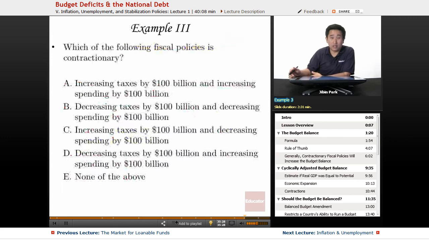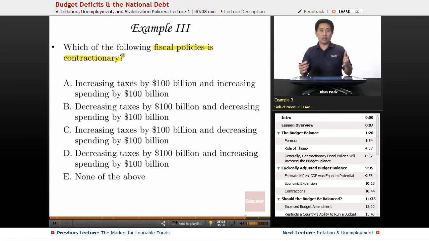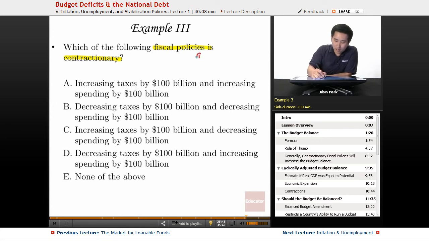Okay, let's go ahead and look at example number 3 right here. Which of the following fiscal policies is contractionary? So again, what is contractionary? It means that you want to decrease the aggregate demand. And again, there's 3 different tools that are commonly used for contractionary fiscal policy. The first one would be decreased spending, because you're contracting the economy. And when I say spending, I mean government spending. So that's assumed right there. Or you can increase taxes, because people aren't going to spend as much money, so you're going to shift the aggregate demand curve to the left.